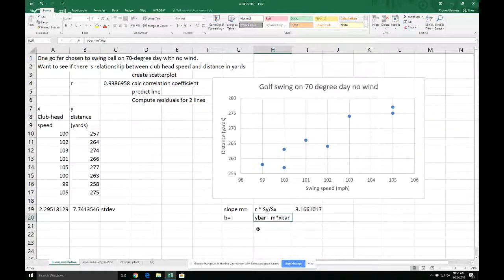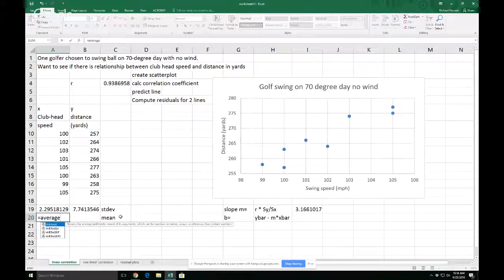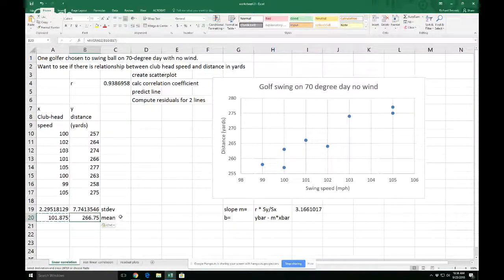Now, according to the other equation, what's y bar? The mean of y. So I need to find my means as well, right? What's the command for the mean? Equals average. Okay? So the mean club head speed is 101.8 miles per hour, and the mean distance is about 266.75 yards. Does that make sense?